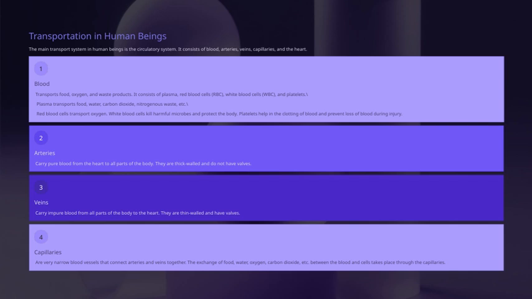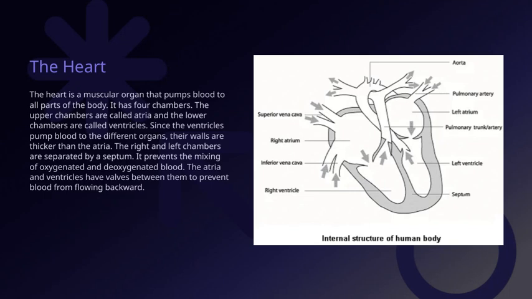The circulatory system, which includes blood, arteries, veins, capillaries, and the heart, is truly the main transportation network in our bodies. The heart is a muscular organ that works tirelessly to pump blood to all parts of the body. It has 4 chambers, which are like separate rooms that help the heart do its job efficiently. The upper chambers are called atria, and the lower chambers are called ventricles. The ventricles are especially important because they pump blood out to different organs, so their walls are thicker and stronger to handle that task. The right and left chambers are separated by a wall called a septum.